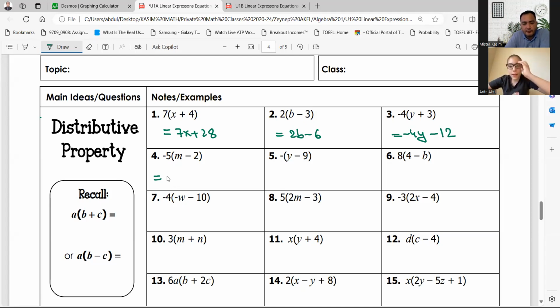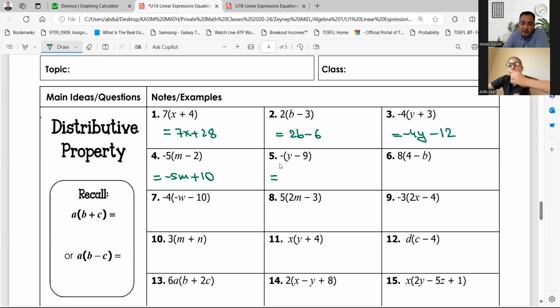Negative 5m minus 7, but it's wrong. You are multiplying, right? What is negative times negative? It is positive, right? So negative 5 times 2 is 10. So positive 10. Negative 5m plus 10. Okay. Right? Next, 5. I don't know how to do that one.